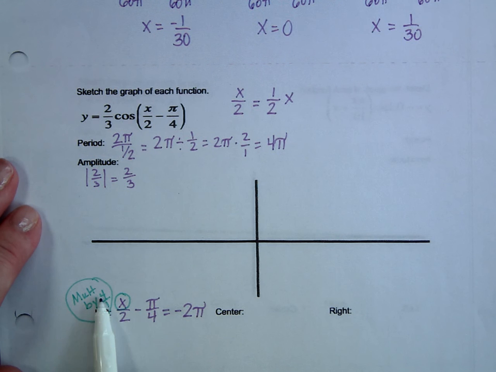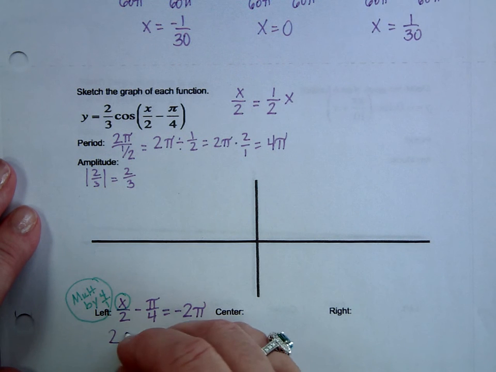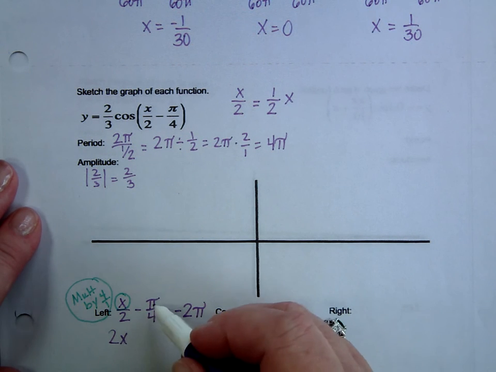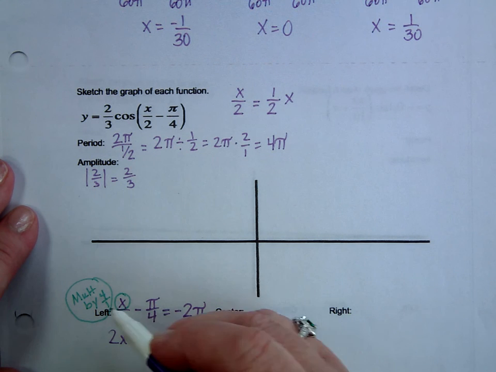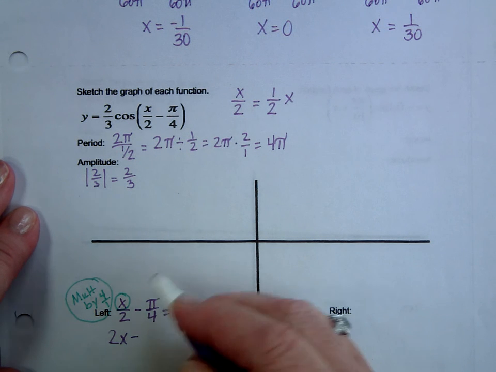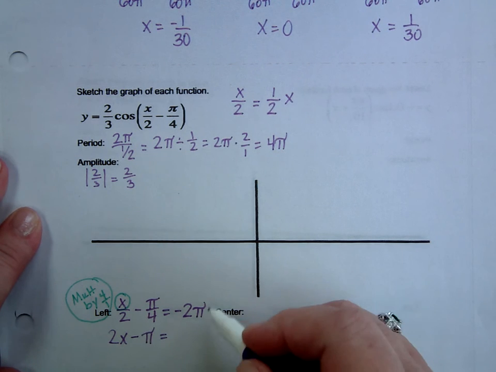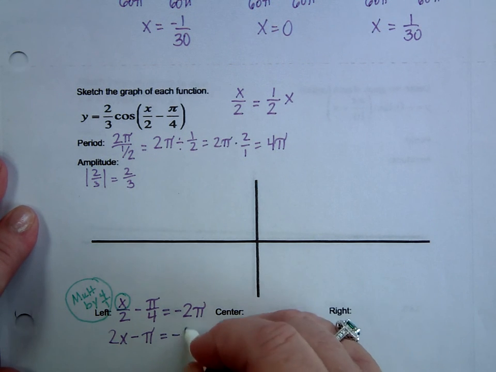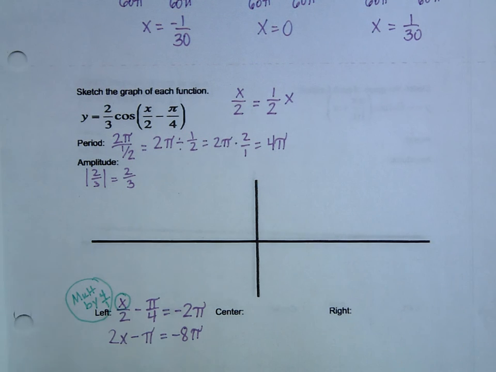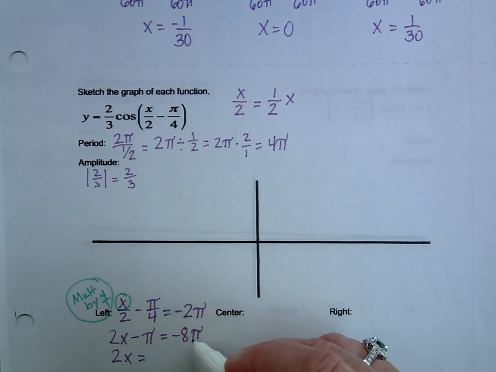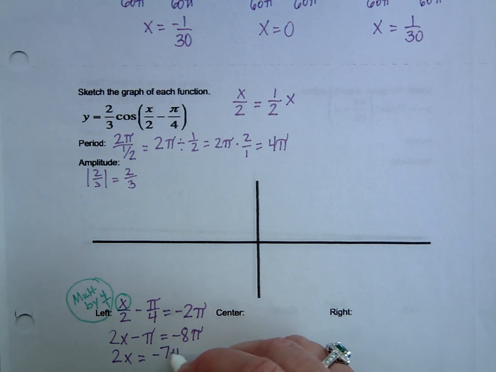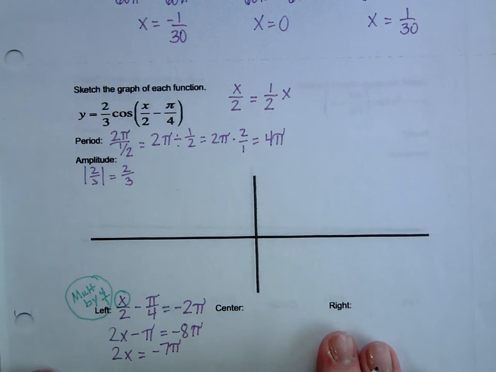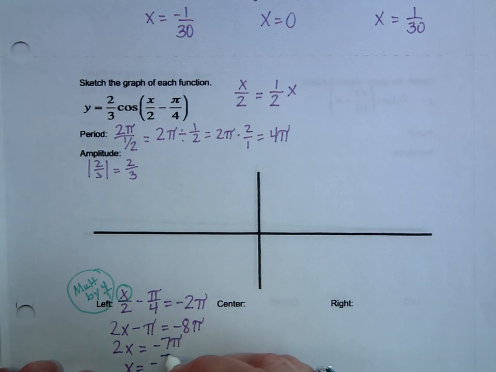All right, 4 over 1 times x over 2. 4x over 2 gives me 2x. And I'm like, cool, no more fraction. Minus pi over 4 times 4 over 1. The 4's cancel, and I'm left with a pi. 4 over 1 times negative 2 pi gives me a negative 8 pi. And there you have it. Now you can solve for x way easier because you add pi onto the other side, so 2x. If I'm at negative 8 pi and I add a pi on, I'm at negative 7 pi. And then to get the x by itself, I just have to divide by 2. And so x equals negative 7 pi over 2.